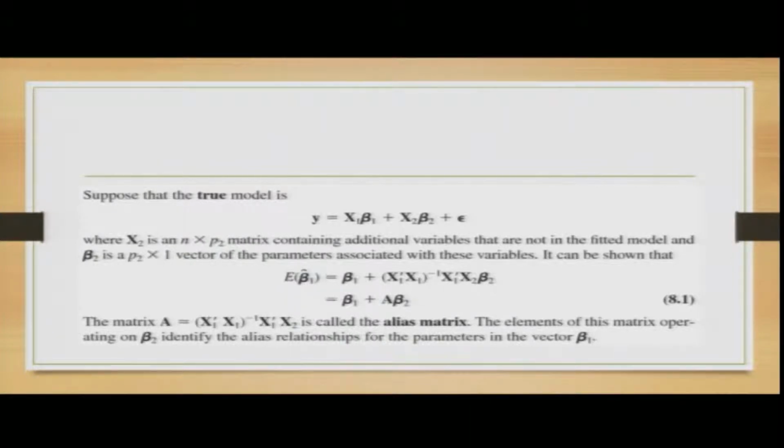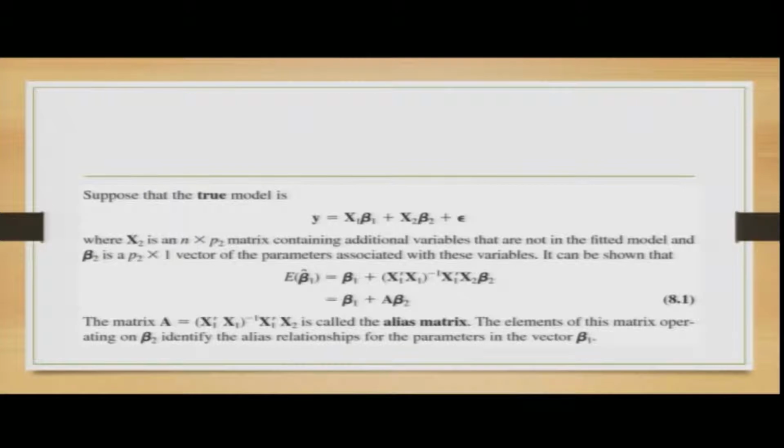So, it can be shown that once you find out the expected value of beta hat, obviously the expected value of beta hat in the long run, in the asymptotic sense, should be exactly equal to beta. But when you try to find out the expected value of beta hat, it comes out to be beta 1 plus A into beta 2. So, these beta 2 are basically the external effects which are there. The matrix A is called in this model the Aliased matrix, and A is given as x 1 transpose multiplied by x 1, you find the inverse, multiplied by x 1 transpose x 2. So, it is called the Aliased matrix.